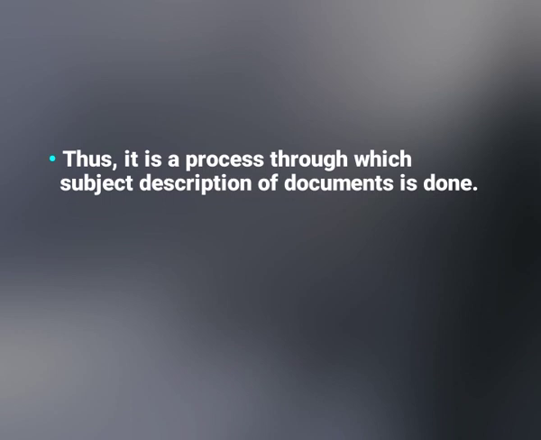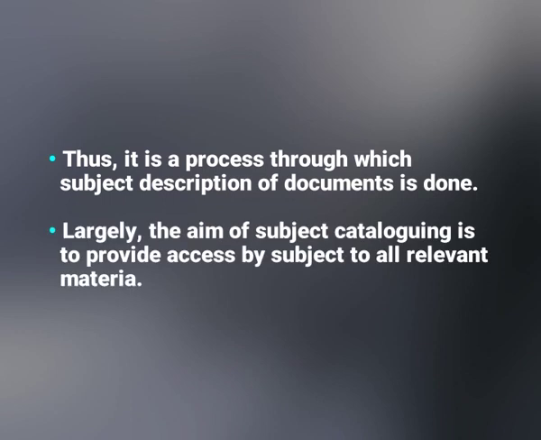This is a specific definition you can find in any book, but mainly you need to understand that it is the process through which the subject description of a document is done. You also need to understand the aim of subject cataloging, and the aim is to provide access by subject to all relevant material, because if you do not provide access to the relevant material, the user will not be able to get the document they tend to access from the collections.